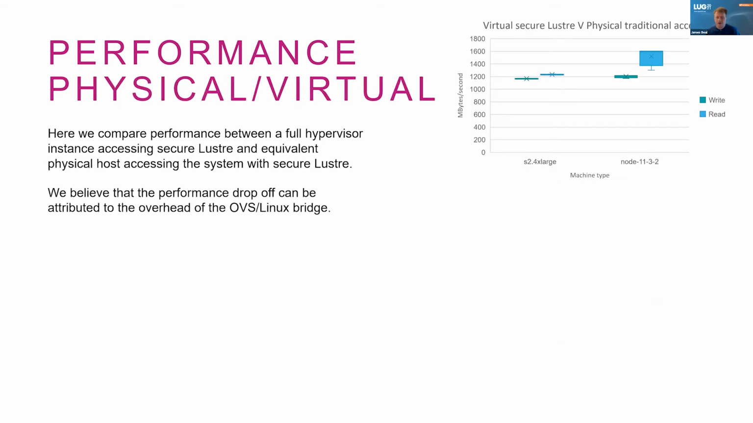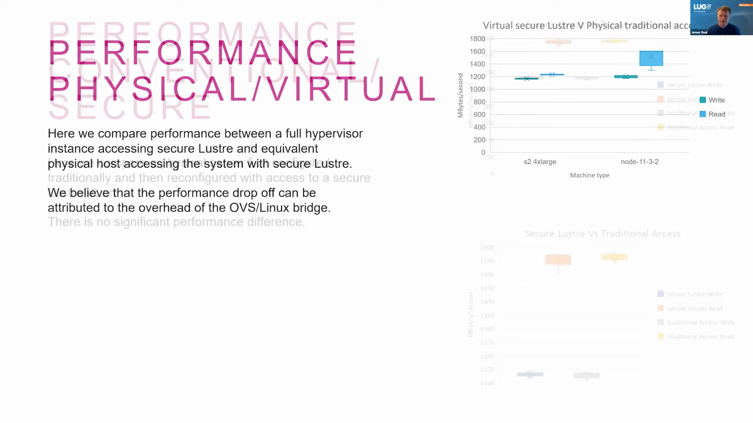Here we compare a whole hypervisor VM using secure Lustre with a physical node accessing a file system in a traditional manner. The virtual machine appears to hit a single stream performance limit. I believe this is due to the overhead imposed by OVS. Performance of the virtual machines is more than sufficient to enable it to be used for production workloads.